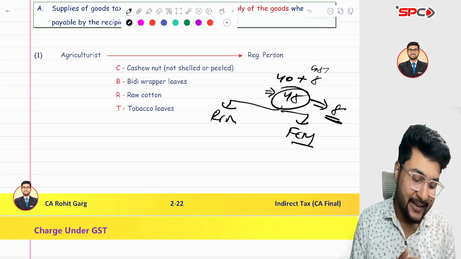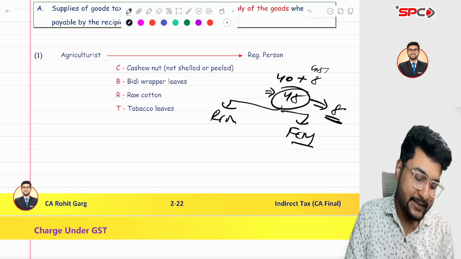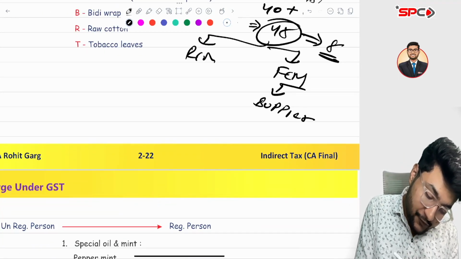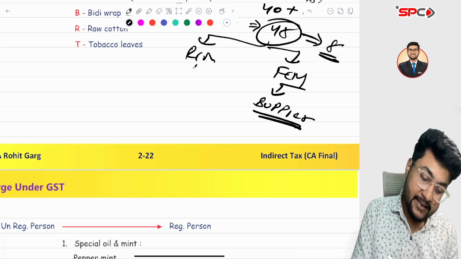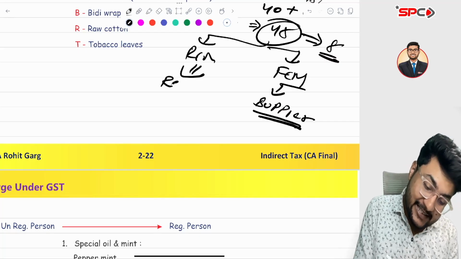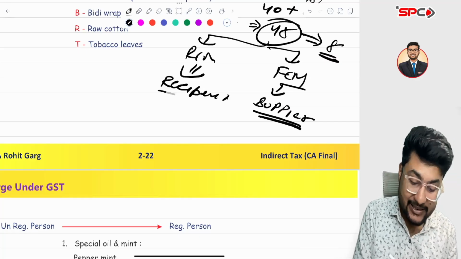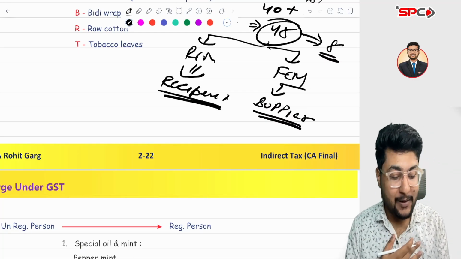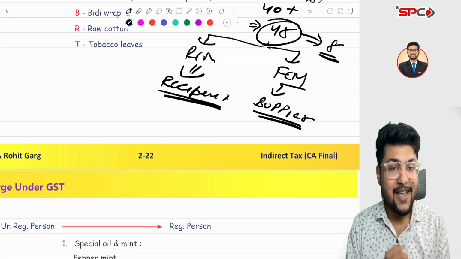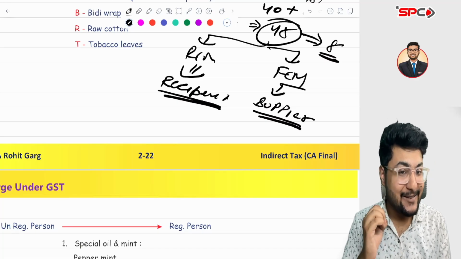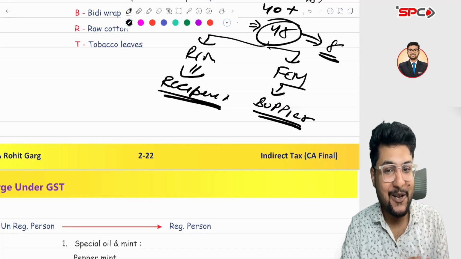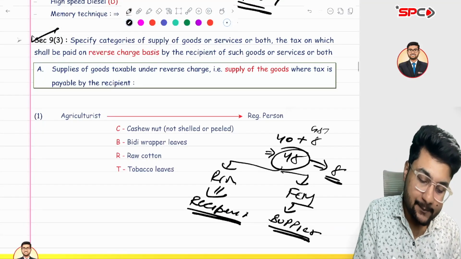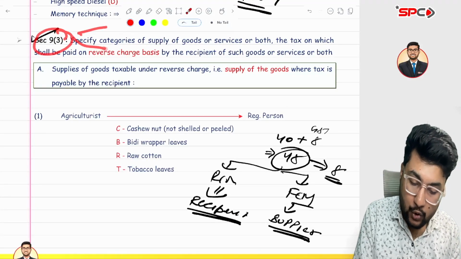That we will decide under forward charge and reverse charge. So Raja, in forward charge, the supplier will deposit the tax, and in reverse charge, the recipient will deposit it. It means the customer will deposit the tax. Tax will be paid by the taxpayer, and the tax is deposited by the recipient to the government. Is it clear? Okay. So 9(3) is divided into two sections.